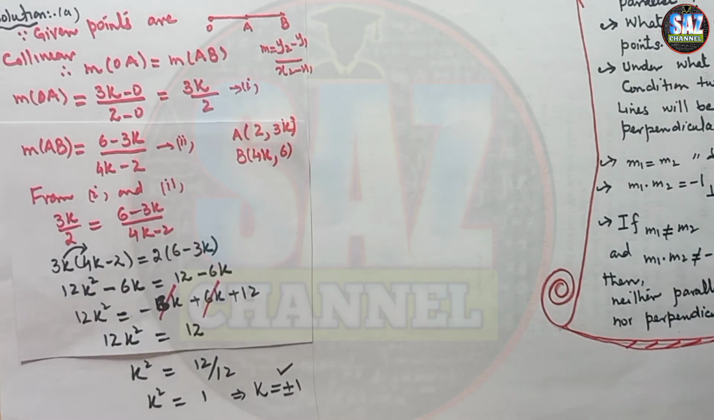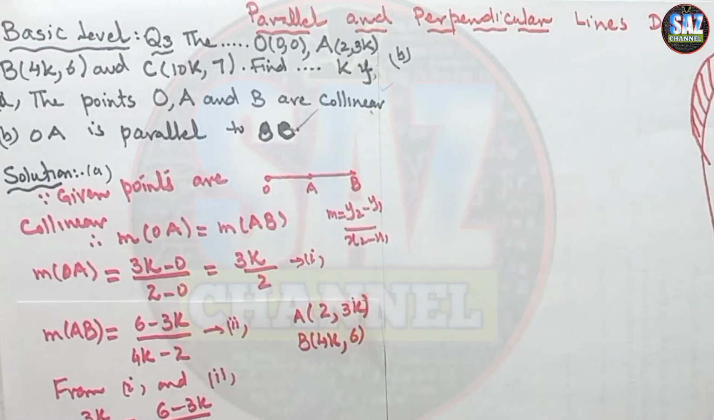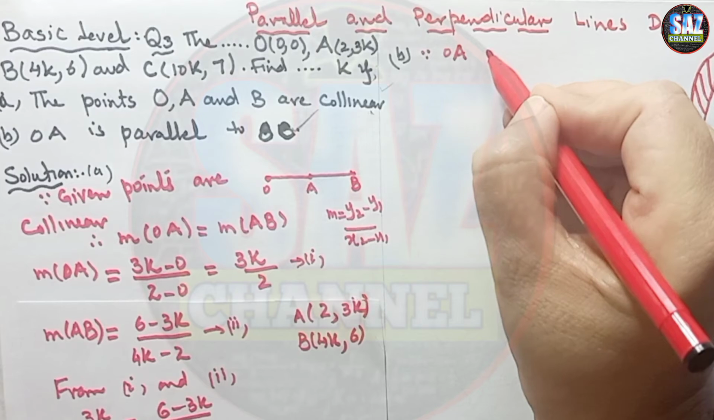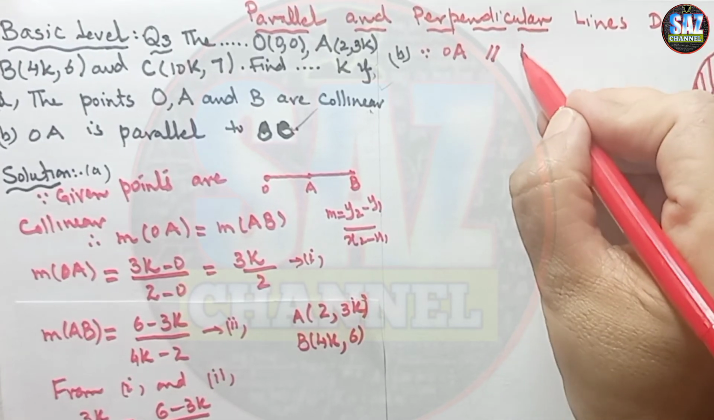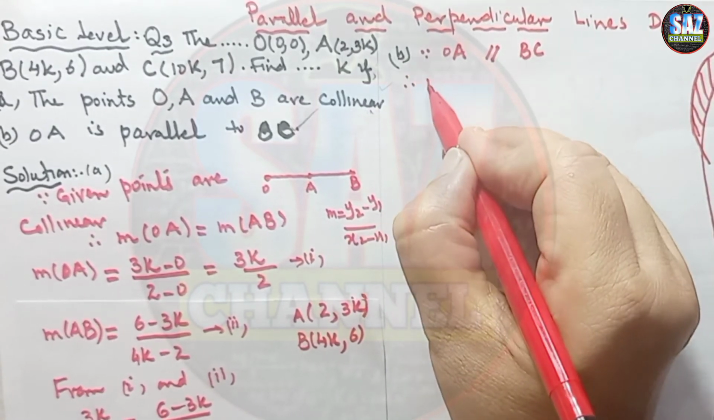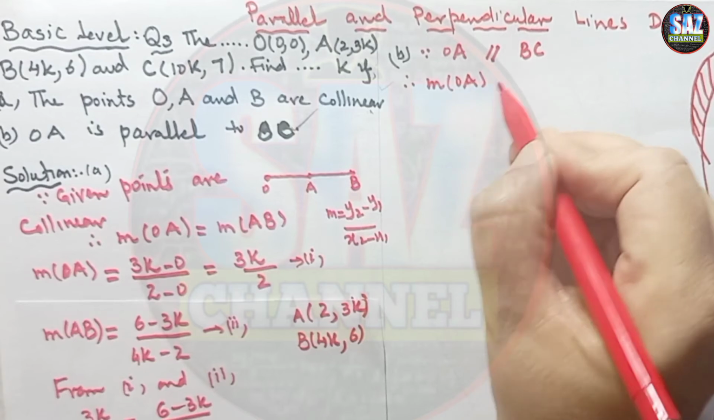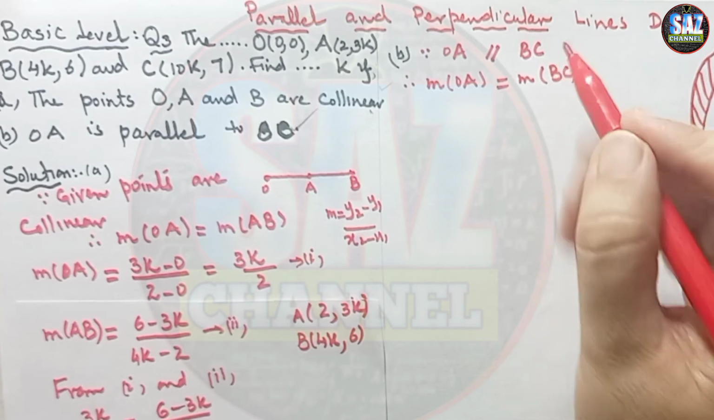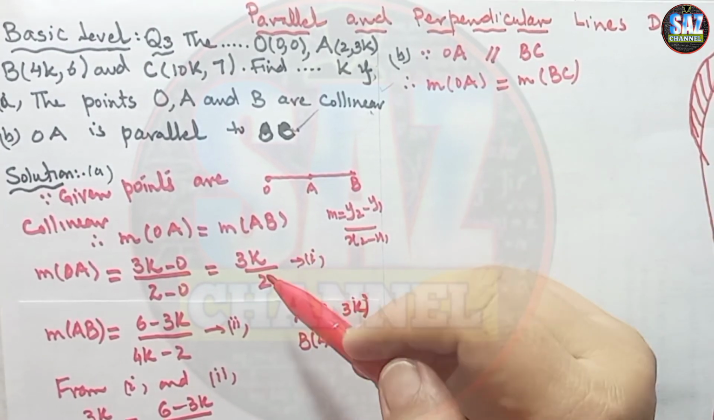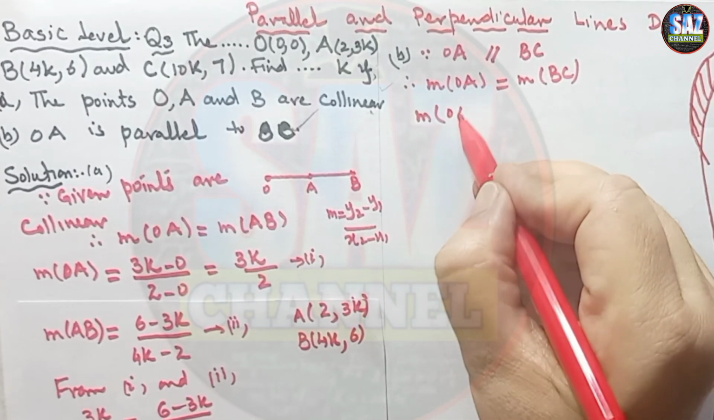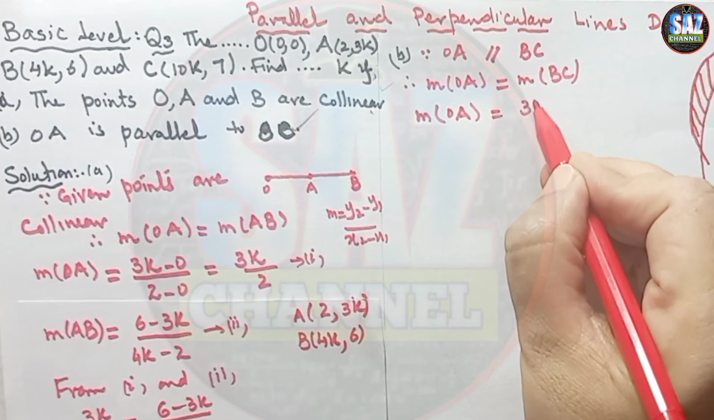In the next part, the question says that OA is parallel to BC. Because the given condition is that OA is parallel to BC, the gradient M of OA will be equal to M of BC. Now gradient of OA we already calculated in the previous part, so we can copy that value as it is, that is 3k by 2.